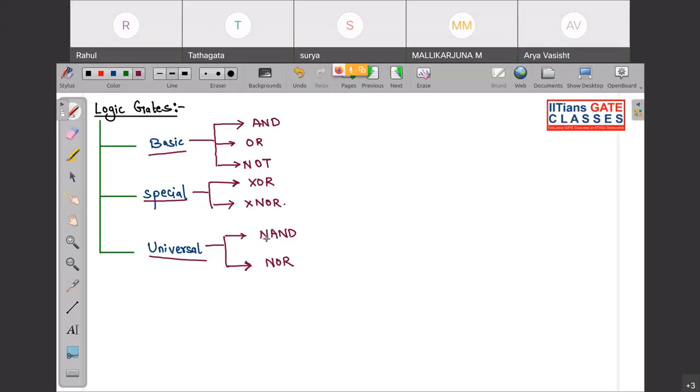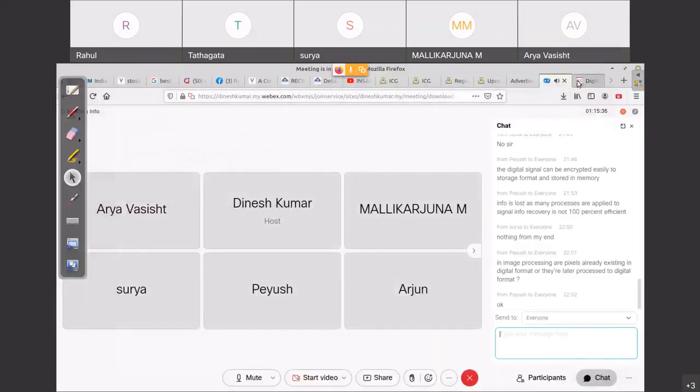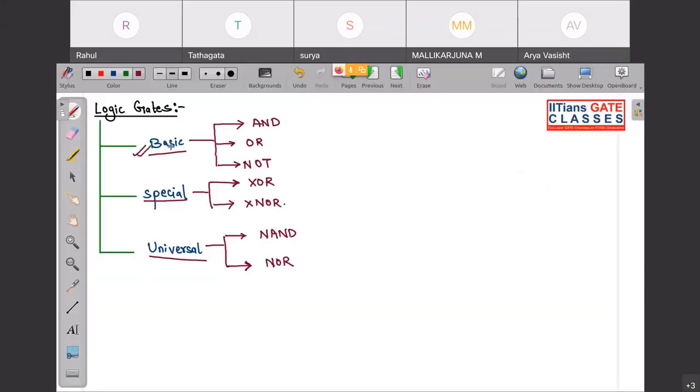Now let me ask you, why is a basic gate called basic? Can anyone tell me? Why is a basic gate known as a basic gate, if someone asks you? See, with the help of these basic gates, you can construct any Boolean logic. Any Boolean logic you can construct using these AND, OR, and NOT gates. With the help of AND, OR, and NOT, you can construct any Boolean expression.